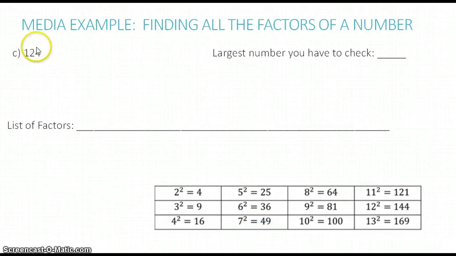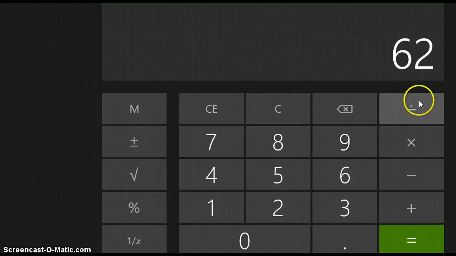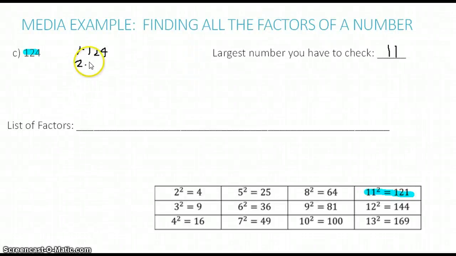So 124. Let's find where it is in the list. So 124 is between 121 and 144. So we'll round down to the 121, and we have to check up to 11. So we'll start with 1 times 124. Now let's try 2. So we'll use the divisibility rule. 124 divided by 2 is 61.